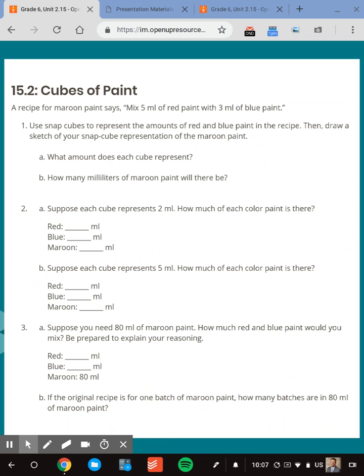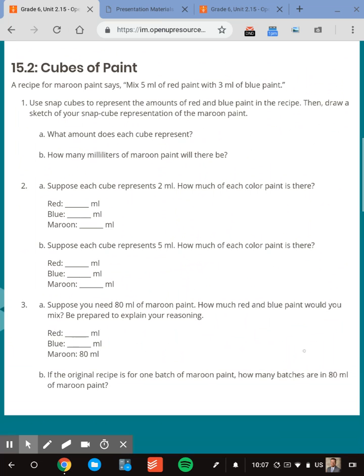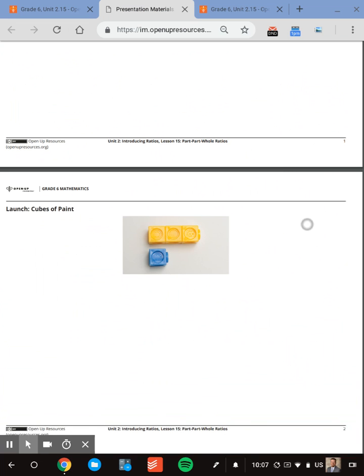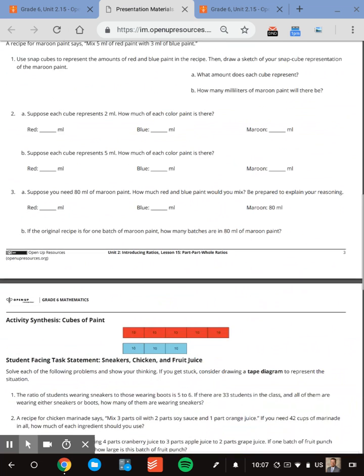Tape diagrams in the Texas TEKS are called strip diagrams, and they have seen them in elementary math. However, they may not remember them from there, so you may be helping them out as they work through that. Once they go through this activity, in the synthesis you're going to want to spend some time to help students work through the idea of a tape diagram and build that up.